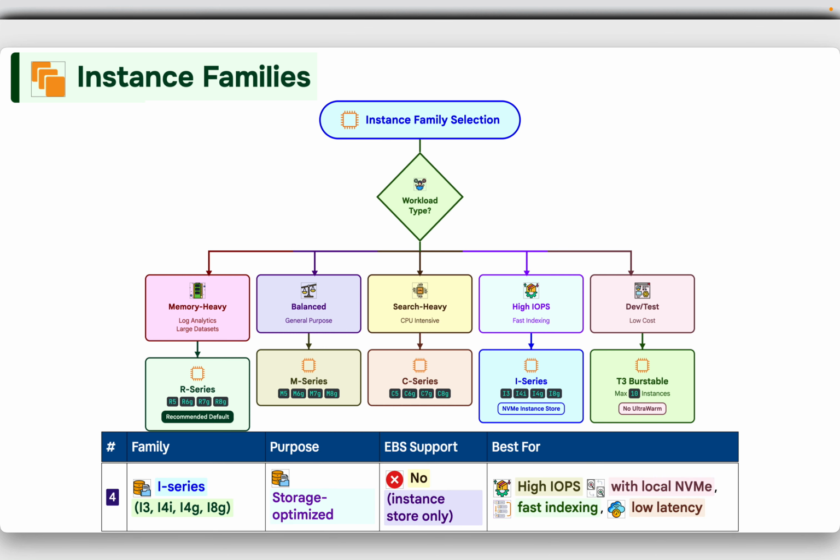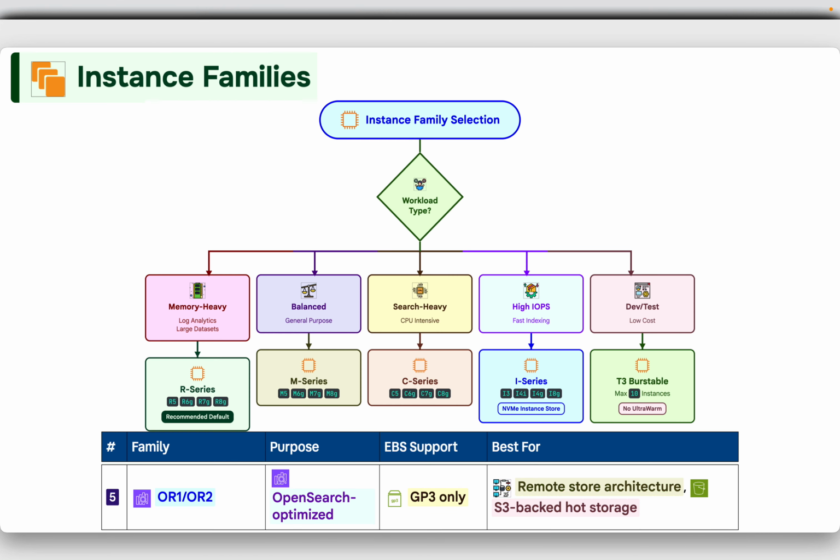Then I series includes I3, I4i, I4G, I8G. These are storage optimized instances with no EBS support. They use instance store only with local NVMe. So this is a type of memory, non-volatile memory express. They are best for high IOPS, fast indexing, and low latency requirements.